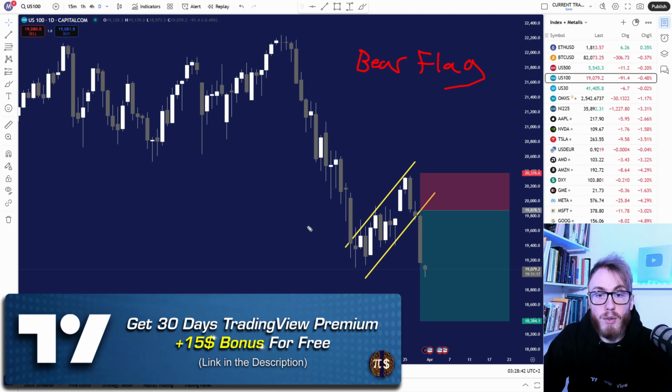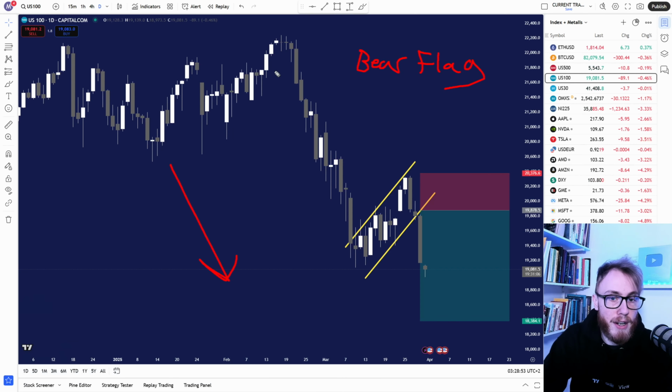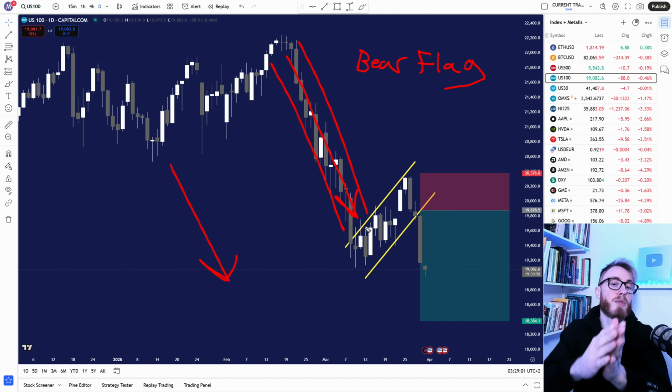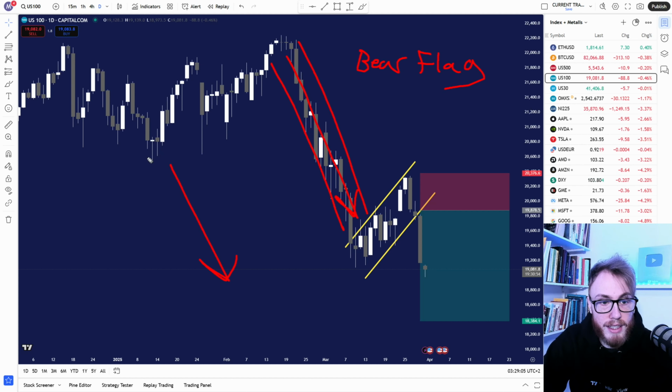Well, in order to identify a bear flag, what we're looking out for is, first of all, we need to see something called a strong impulsive move towards the downside. And very interestingly, if we look at Nasdaq recently, you can see that this right here is exactly what we're looking out for. We're looking out for this kind of impulsive move towards the downside. And you can see that it took out the previous lows.